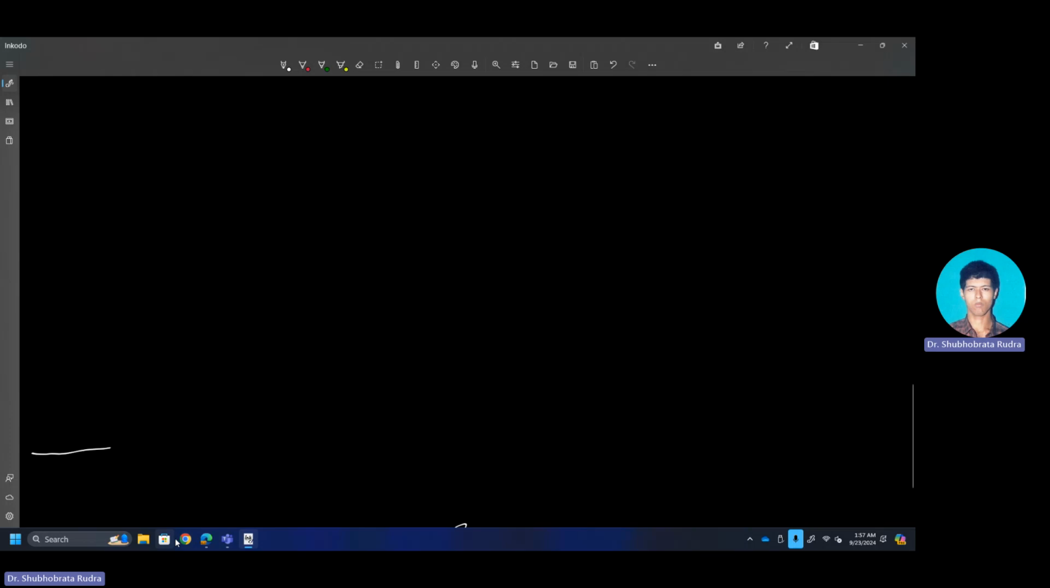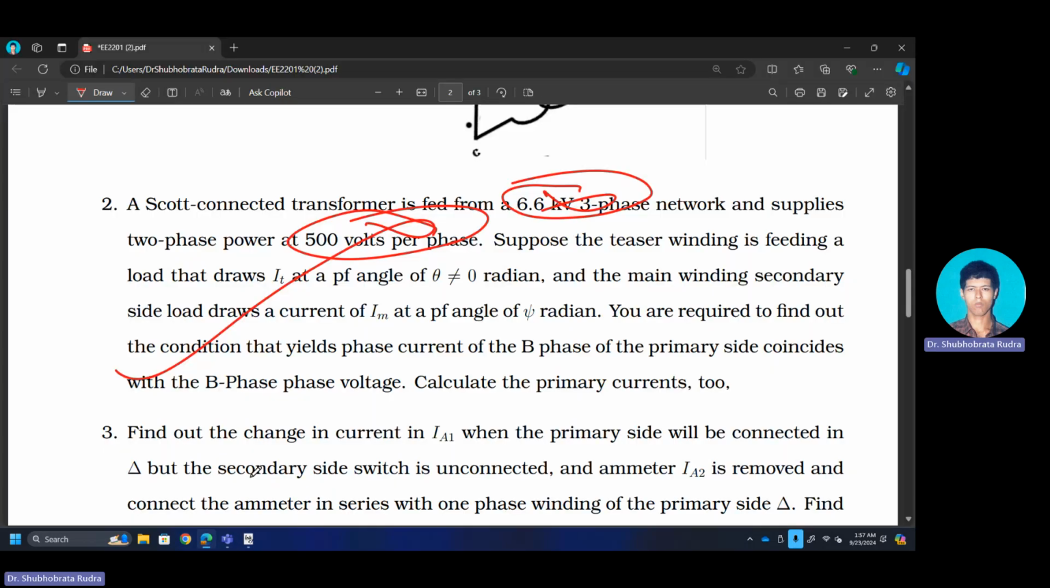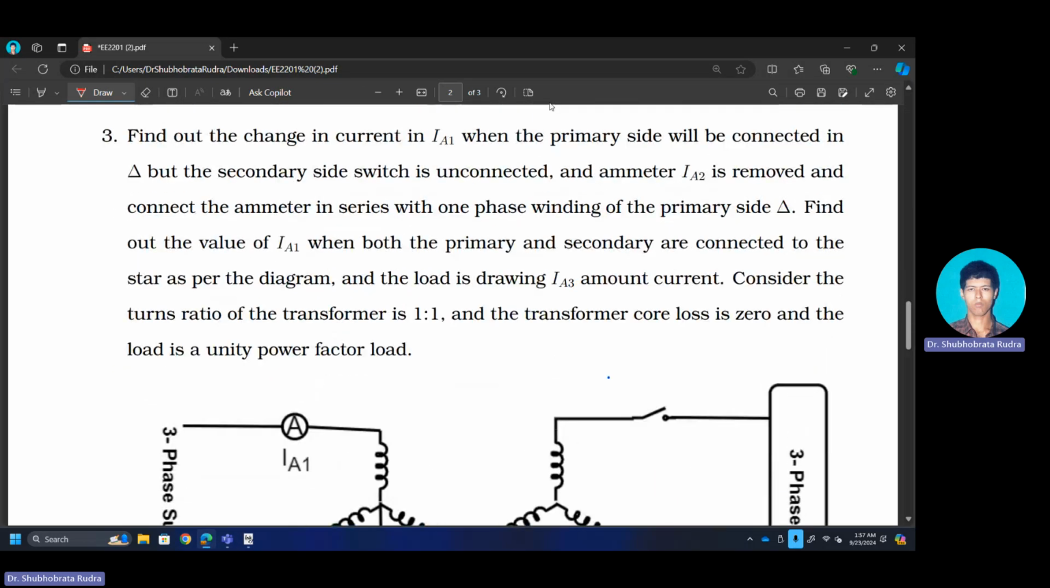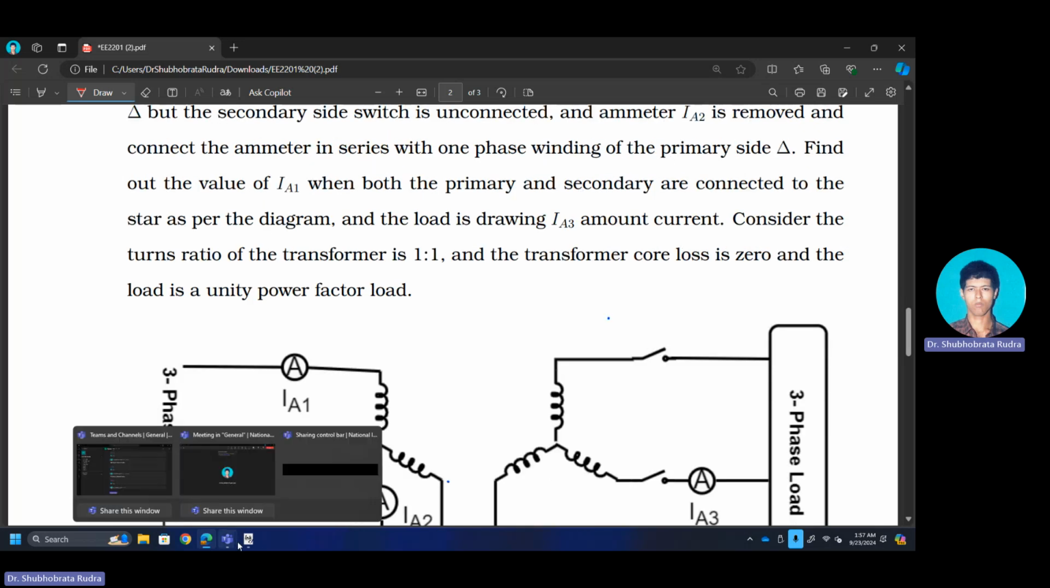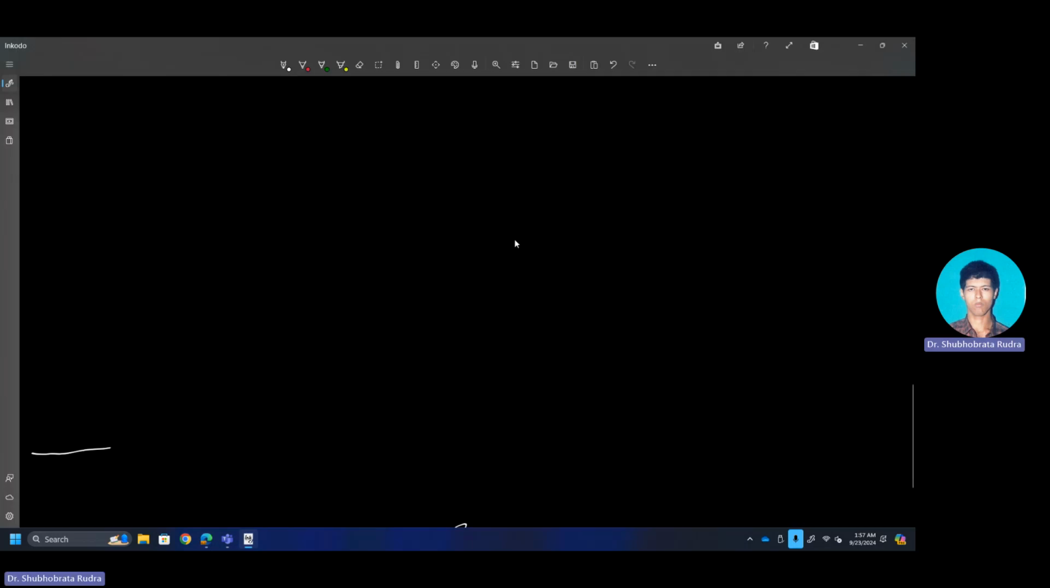The next problem states: find out the current in IA1 when the primary side is connected in delta, but the secondary switch is unconnected. So basically it is asking us to find the no-load current, with ammeter IA2 removed and the ammeter connected in series with one phase wire. Let me draw the circuit diagram here. The modified circuit will look like this. Since the secondary is not connected, I am not drawing it here.